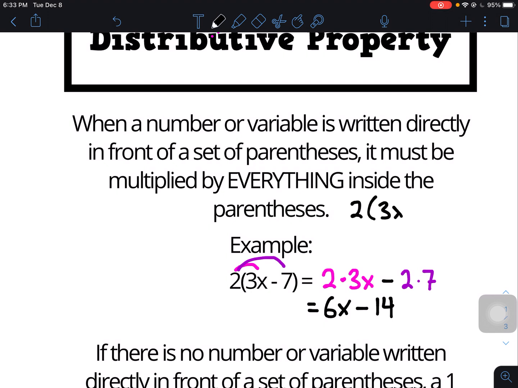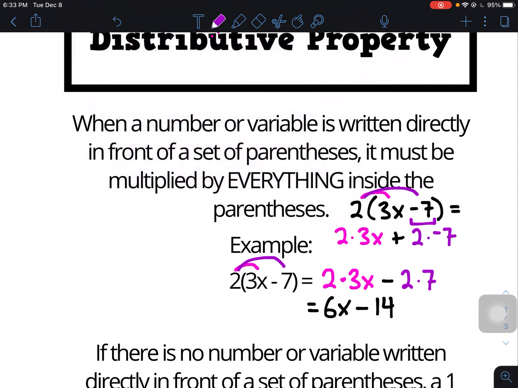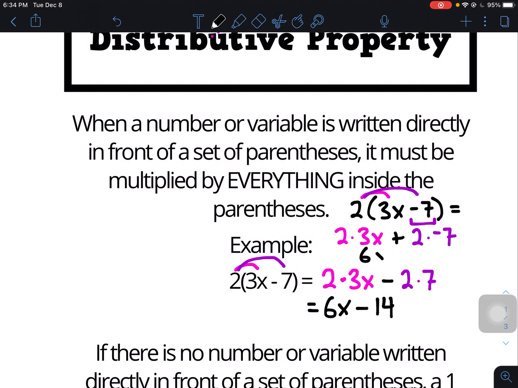Notice I could have done it this way too and still gotten the same answer. Sometimes I like to keep the sign of whatever I'm multiplying by. Like -7, I might want to keep that negative with the 7. So I could have done 2 times 3x plus 2 times -7. It would have given me the exact same thing, 6x plus -14, which is just 6x minus 14. It's the same answer, just two different ways of doing it.